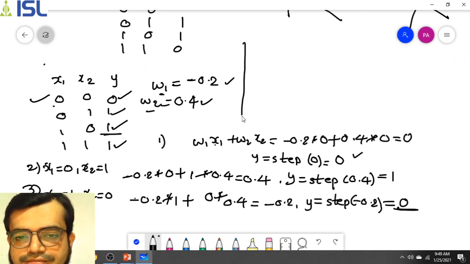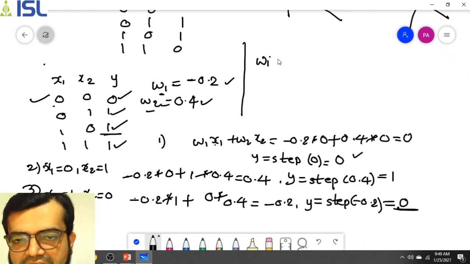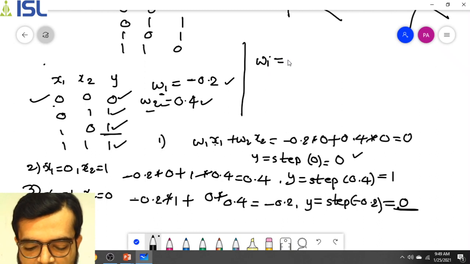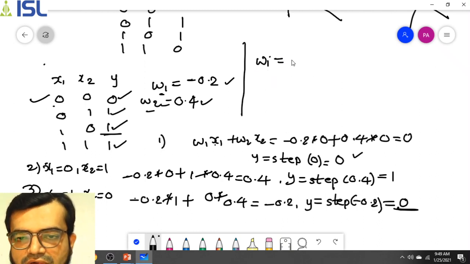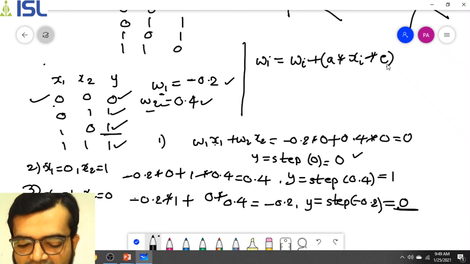So for that, we are taking this condition: wi, the current weight, is updated with wi plus a into xi, for the given input you are taking, into e. Now e is the error value. Initially we are assuming e as 1.